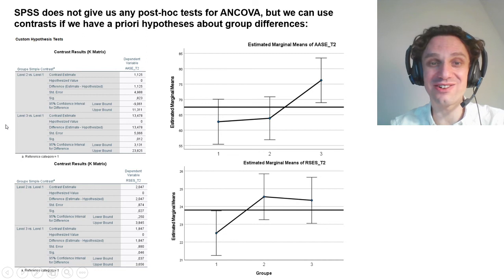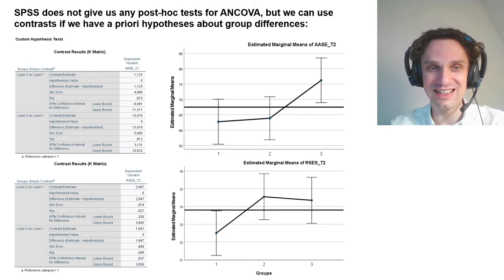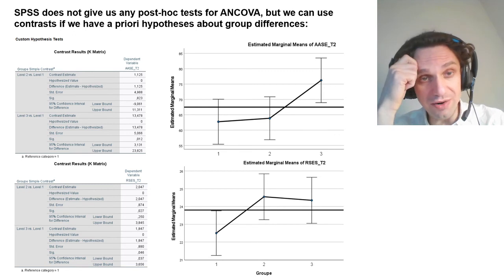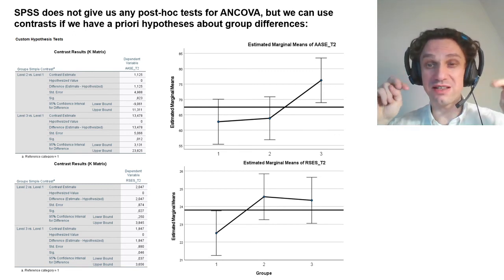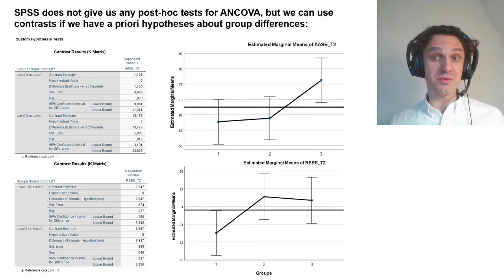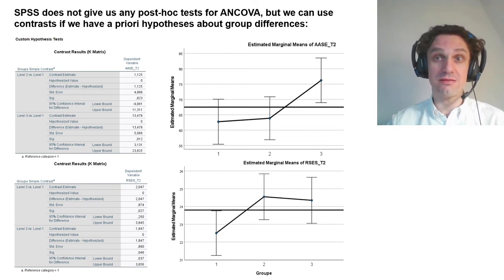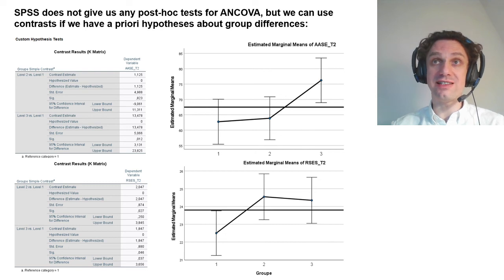Unfortunately, for ANCOVA, SPSS does not give us any nice post hoc tests. However, what we can test here are planned contrasts, which are also essentially differences between the groups. In this case, our group 1 was kind of a treatment as usual approach, a minimum intervention. And we wanted to see if groups 2 and 3 are significantly better than group 1. And it's possible to compare groups in this manner.